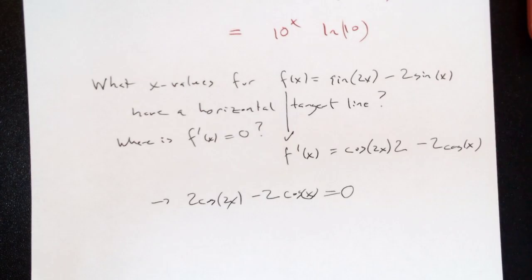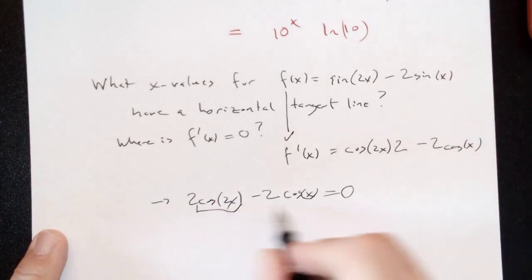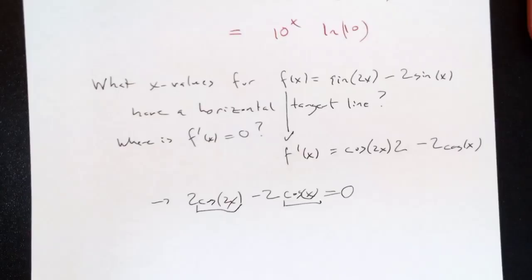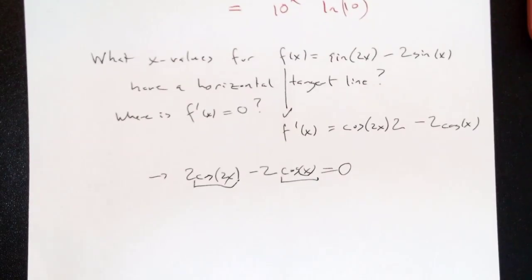My problem is the fact that those have different arguments. The first one is cosine of 2x. The second one is cosine of x.